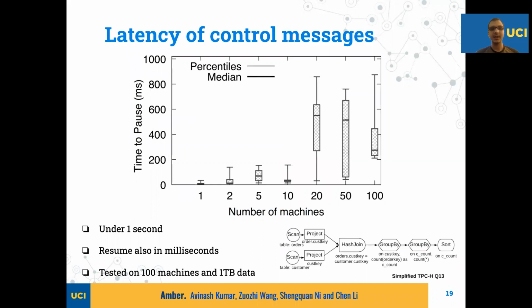Responsive interfaces are an important requirement for interactivity. Amber provides sub-second latency in processing of control messages. As can be seen in the box plot, even on a 100 machine cluster and 1 terabyte of data, the pause message was processed within 800 milliseconds by the workflow. Similarly, resume also took only milliseconds to be processed.